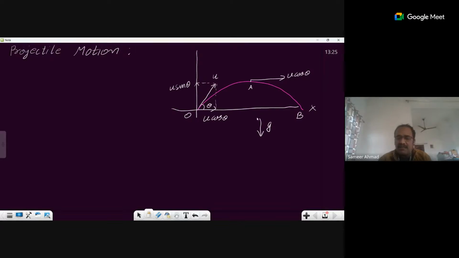Now the path followed by the projectile is called the trajectory of the projectile. Now we will determine the equation for the trajectory of the projectile. To determine the equation, let us consider a point P whose coordinates are x comma y. That means it covers a distance y on the y-axis and distance x on the x-axis.